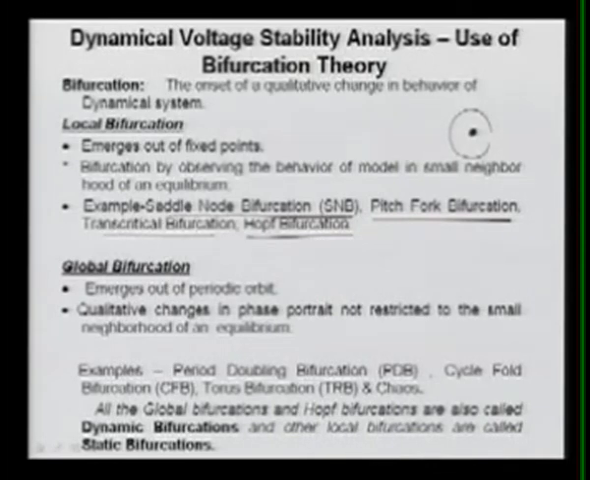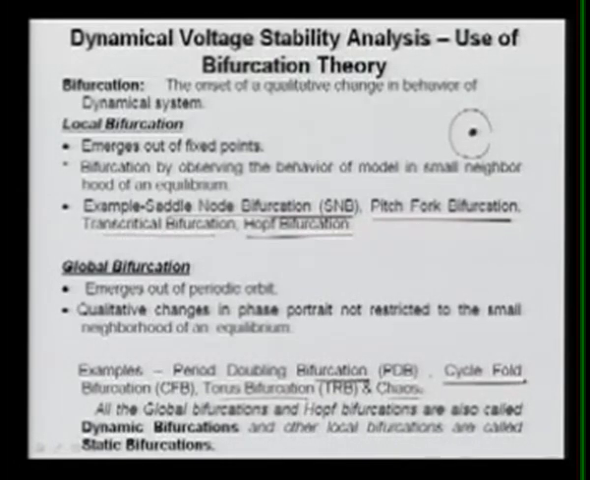This has several examples: period doubling bifurcation, PDB, cyclic fold bifurcation, torus bifurcation, and of course chaos is one of them. So all the global bifurcations and Hopf bifurcations are also called dynamic bifurcations. Means in local, if you exclude the Hopf bifurcation, then it becomes static, and if you include the Hopf, together with the global, it becomes dynamic bifurcation. So we can categorize into dynamic bifurcation and static bifurcations.